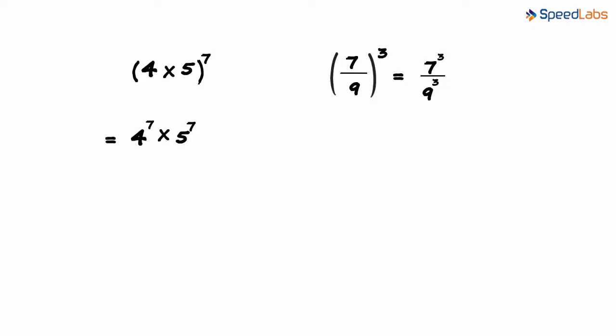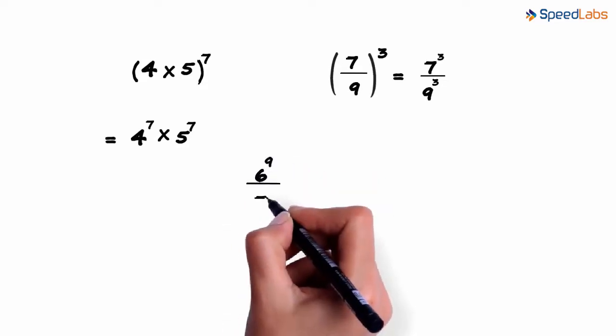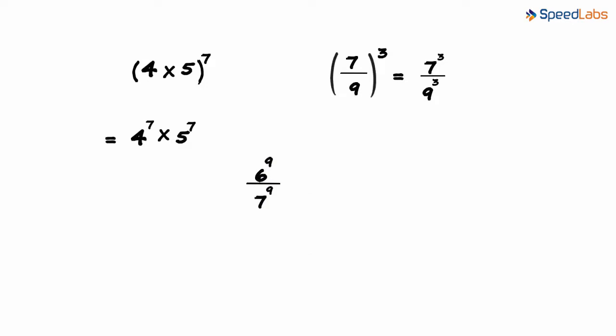Okay, here's a tricky one. What if we have a fraction like this? 6 raised to 9 by 7 raised to 9. Can we use the reverse of the law? Yes. This can be written as 6 by 7, the whole raised to 9.